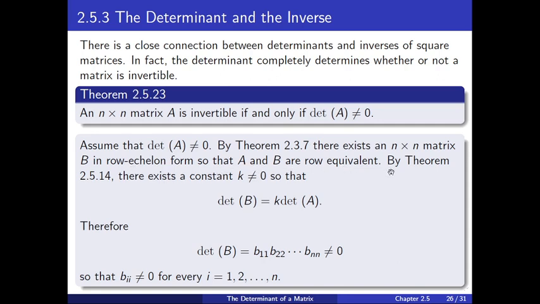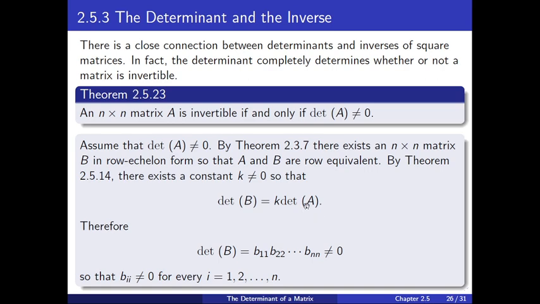So basically what we are saying is we've got a matrix. If we do elementary row operations on A, we will get to row echelon form at some point, and that's what we are calling B. So by theorem 2.5.14, there exists a constant K, so that the determinant of B is equal to K times the determinant of A.